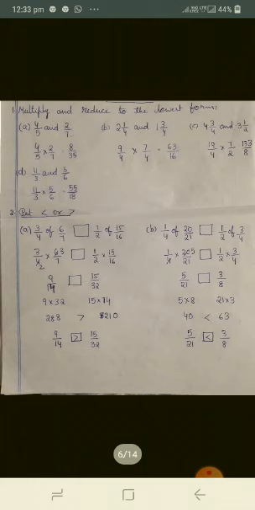These are the examples of multiplication. Multiplication of fractions: multiply and reduce to the lowest terms. 4 by 5 and 2 by 7. You can multiply 4 by 5 into 2 by 7. You can't simplify with any numerator and denominator. So you can multiply both numerators and both denominators. 4 2s are 8, 5 7s are 35.